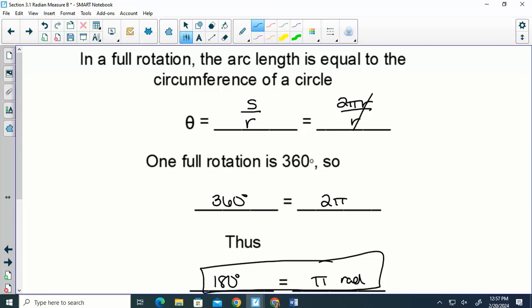Was that pi radians? I'm guessing you're just going to have us put pi instead of 3.14. Yes, we will use the pi symbol, not 3.14.